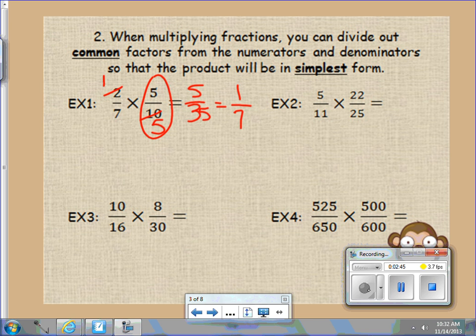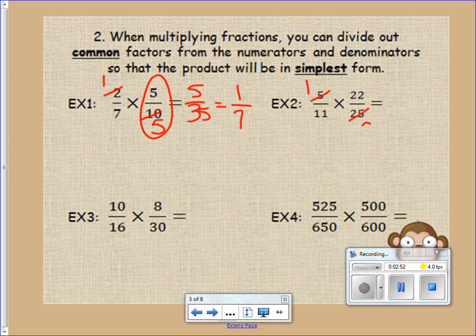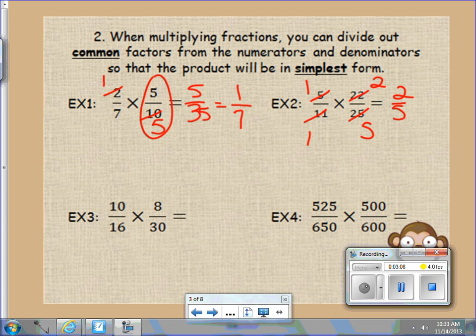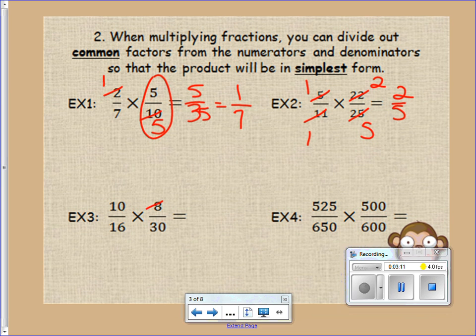In example 2, 5/11 times 22 over 25. Each of those have a common factor of 5. Each of these have a common factor of 11. So our final answer is 2/5. In our next example, 1/6 is our final answer.